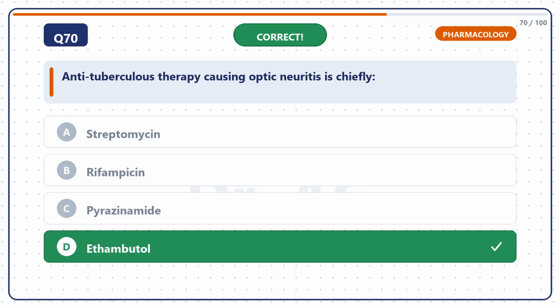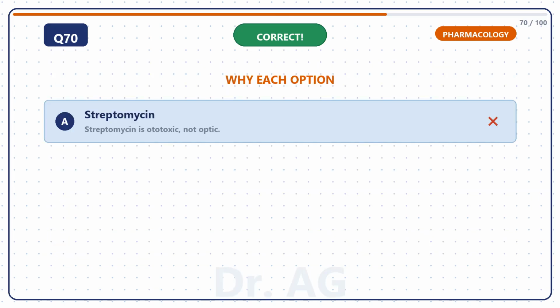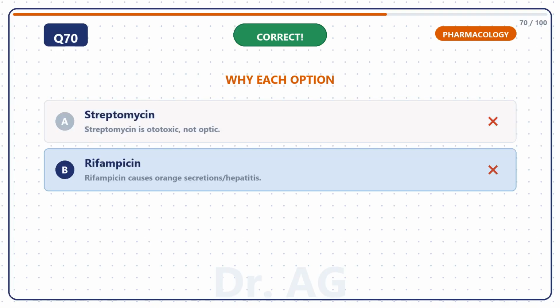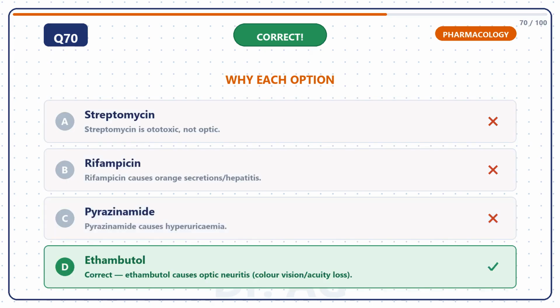The correct answer is option D. Ethambutol. Let's go through the options. Streptomycin. Streptomycin is ototoxic, not optic. Rifampicin. Rifampicin causes orange secretions and hepatitis. Pyrazinamide. Pyrazinamide causes hyperuricemia. And the correct answer is ethambutol. Correct, ethambutol causes optic neuritis, with color vision and acuity loss. So, the right answer is option D. Ethambutol.